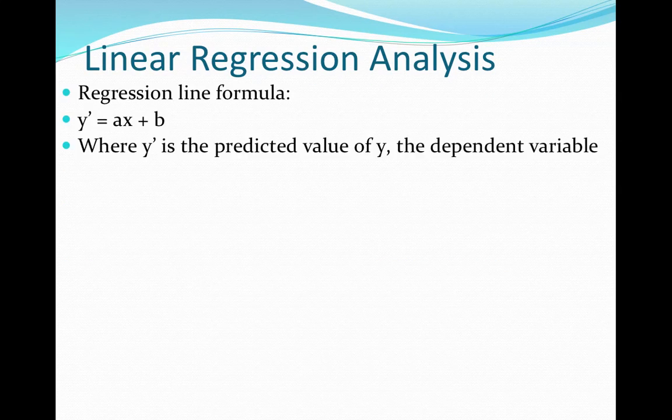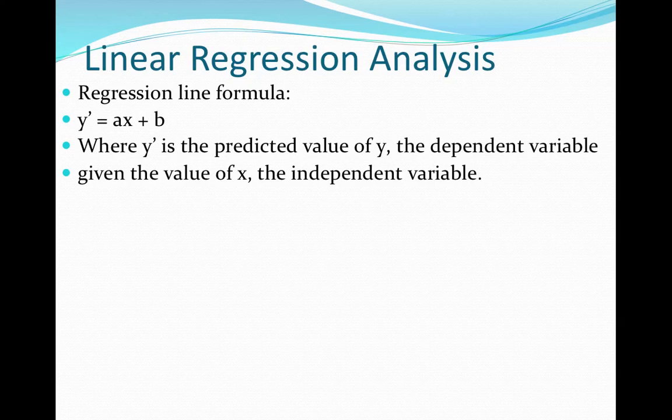Here's the formula: y equals ax plus b. That's what we're going to be using in this class. The coefficient of x, whether you've seen it as mx or ax, is the slope, and b is the y-intercept. Y with an apostrophe next to it, we're going to say y prime. Y prime is the predicted value of y, the dependent variable, given the value of x, the independent variable.